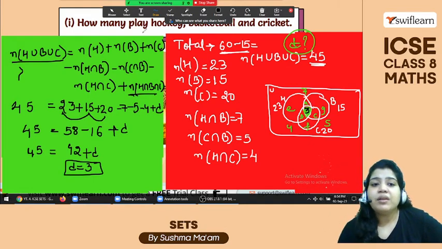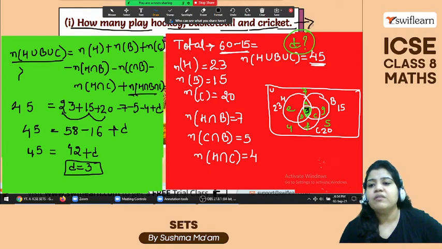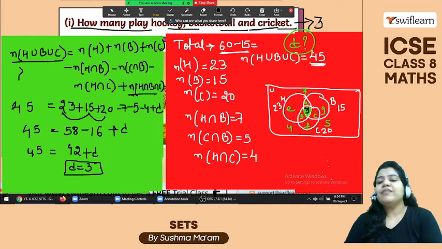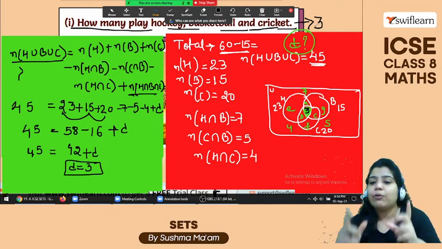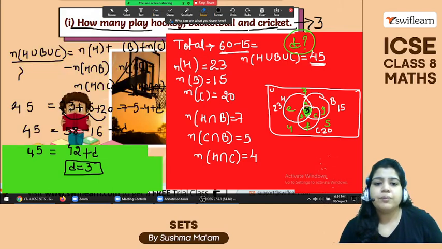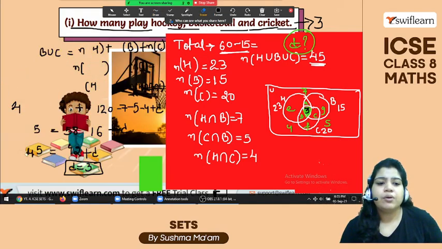So how many play hockey, basketball and cricket? The answer is 3. Is it clear? The answer is 3. How did we get it? We had to find this intersection value. Okay, now move to the next.